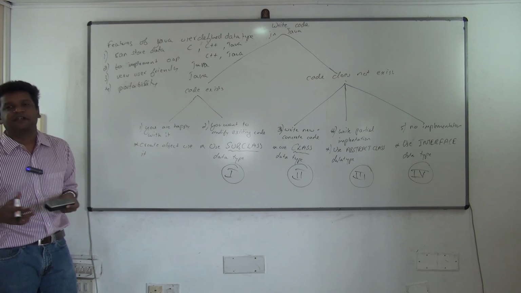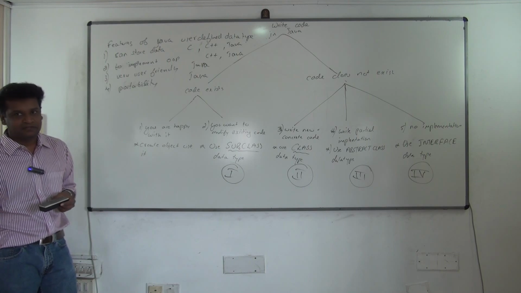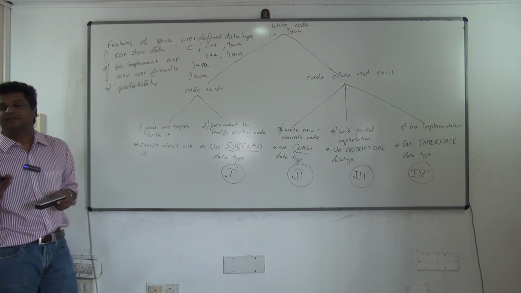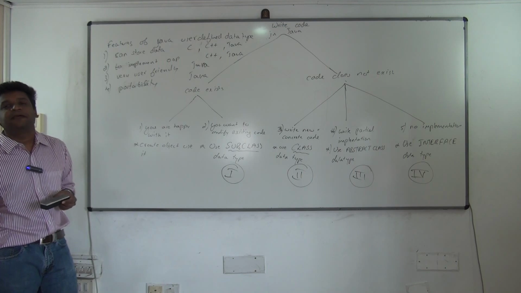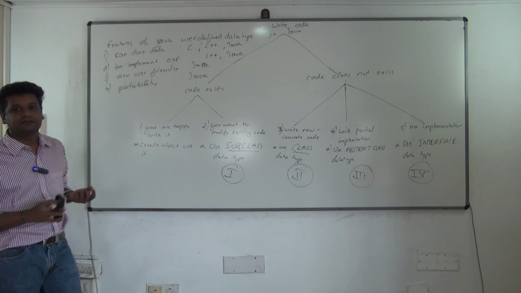And why do you send a user defined data type as an argument? Multiple values. Remember that, multiple values. That's the first thing. And lastly, when you are sending a user defined data type, it is always called by reference. Are you following now? Okay. Shall I clear all this now?